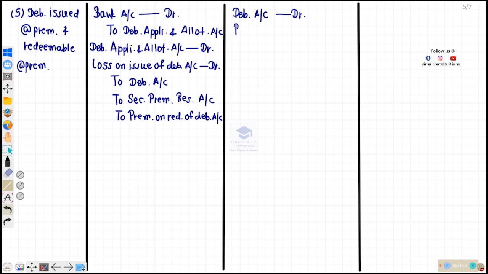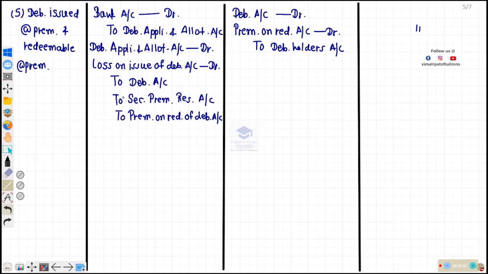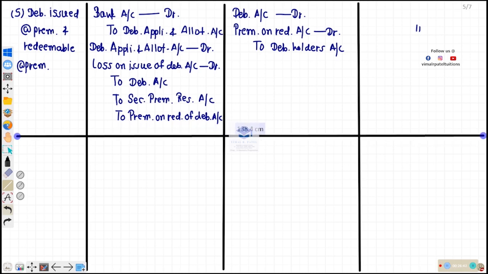Now at the time of redemption, debenture account debited, premium on redemption account debited, to debenture holder and debenture holder to bank. Now last situation.